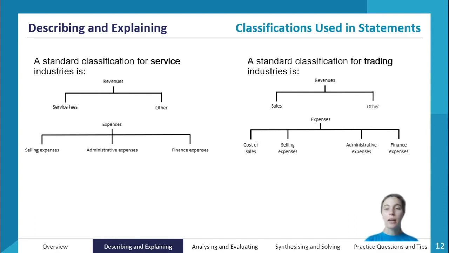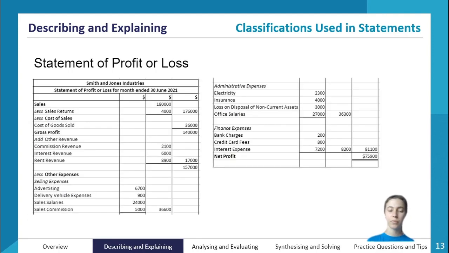So if we then look at these next to each other with the service industries and the trading industries, you can see the service has service in the revenue section, whereas the trading has the sales, and then the expenses section is the same, except you've got cost of sales for a trading business. So if we see this in practice, then we can have a look at this statement of profit or loss and what it looks like.